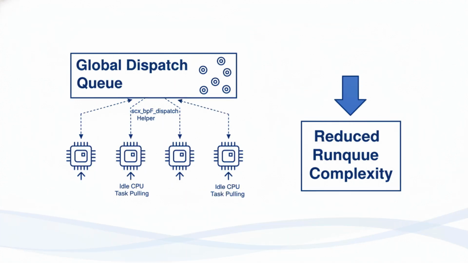Central to SCX-Simple is the dispatch logic. In SCHED-Ext, the dispatch phase is where the scheduler decides which task runs on which CPU. For SCX-Simple, we use a single global dispatch queue. When a CPU becomes idle, it pulls the next available task from this queue. This is managed via the SCX BPF dispatch helper function. While a global queue can become a bottleneck at extreme scales, SCX-Simple uses it to demonstrate how we can bypass the complex per-CPU run queues of the standard kernel scheduler.